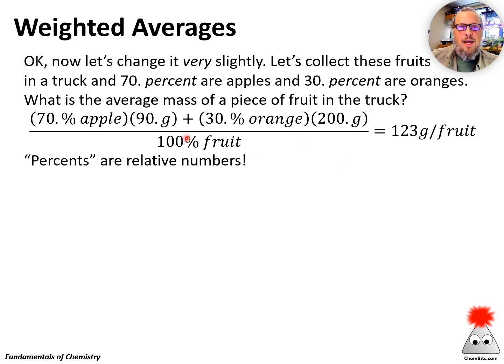It's exactly the same as the previous problem because this is still a 7-to-3 ratio, just like in the previous one where we only had 7 and 3 pieces. Now we've got 70% and 30% because percents are relative numbers, and we're taking relative weighted averages here. So, do you believe me? You know how to do weighted averages.